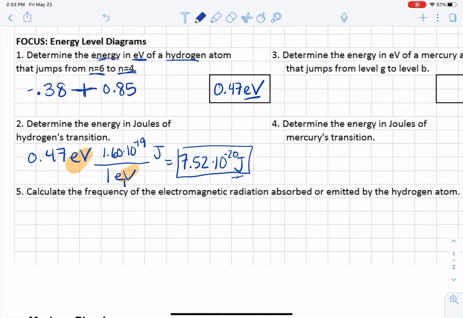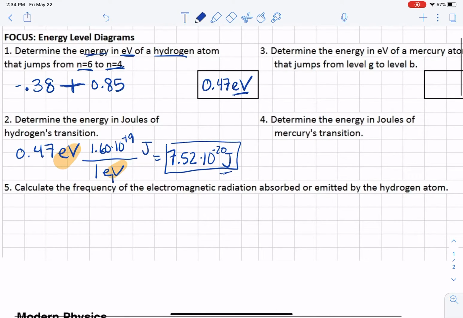I'm going to go ahead and go on to question 5 and skip 3 and 4 since it is related to hydrogen, and we are working on the hydrogen part right now. Every now and then on the focus it'll switch to Mercury, so just be careful how you solve for this. So this is saying calculate the frequency of the electromagnetic radiation. So basically that's a fancy word for light. Calculate the frequency of the light absorbed or emitted by the hydrogen atom.